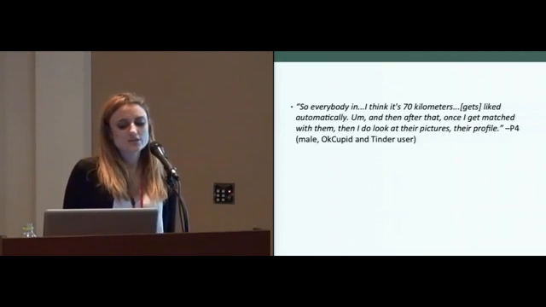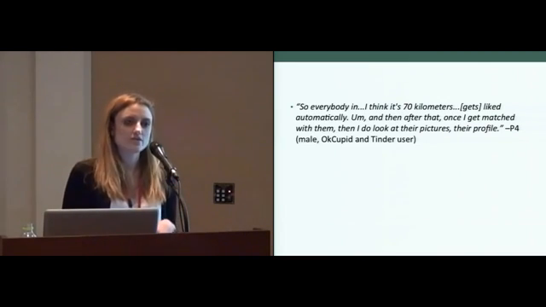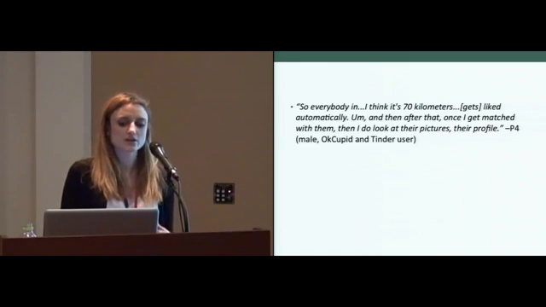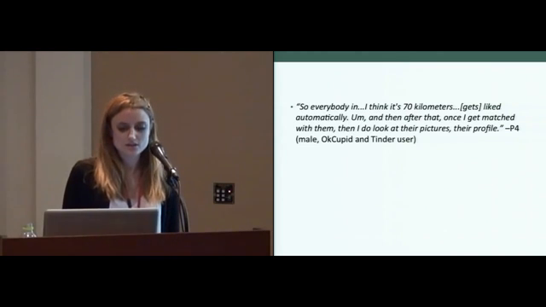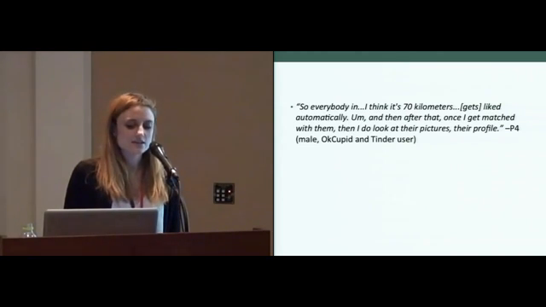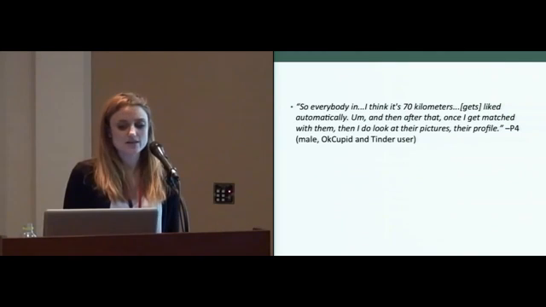And finally, we talked a bit about Tinder's messaging restriction. Many men avoided this restriction in its intended way by simply swiping right on every woman in their area without even looking at their profiles, and then waiting to see who matched back with them, instead of selecting who they were most interested in first. "So everybody in, I think it's 70 kilometers, gets liked automatically. And then after that, once I get matched with them, then I do look at their pictures, their profile."